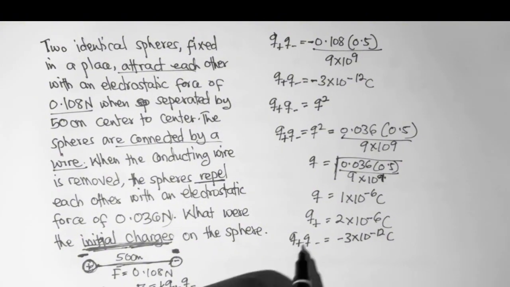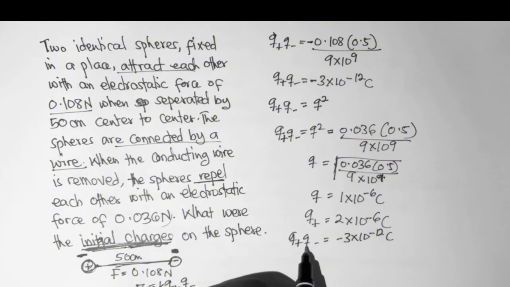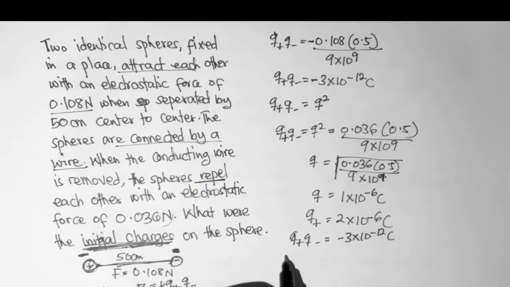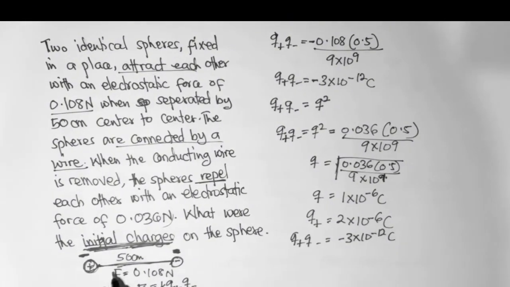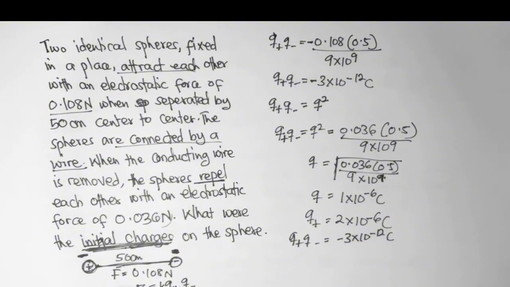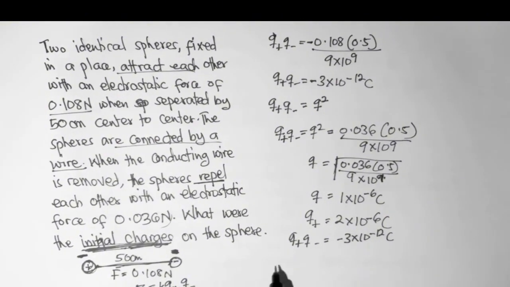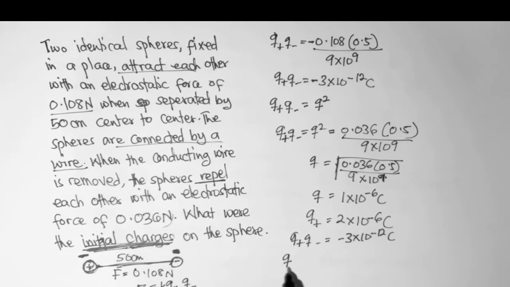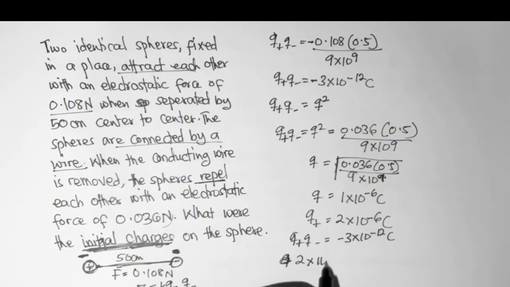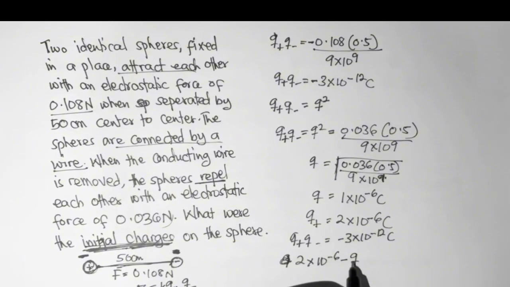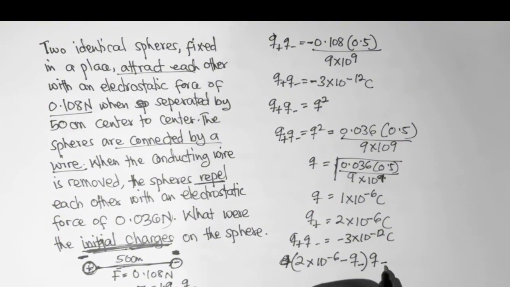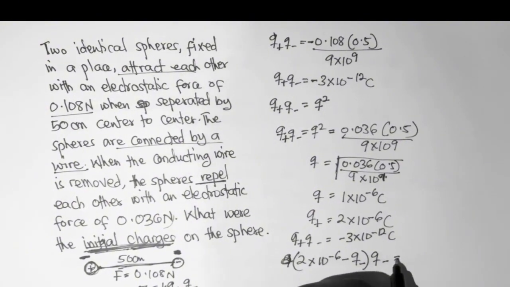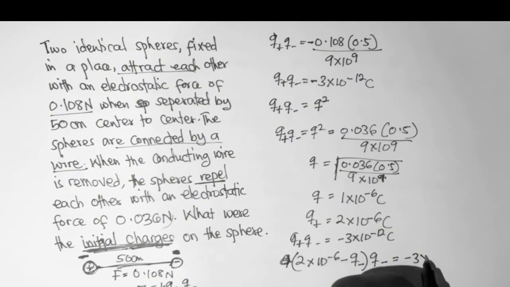So the initial charge, which is Q plus, that was on the sphere, is equal to this new value minus Q minus that flowed into the Q plus when the wire was connected. So that is 2 times 10 exponent minus 6, then minus Q minus, then times Q minus, and that is equal to minus 3 times 10 exponent minus 12 coulombs.